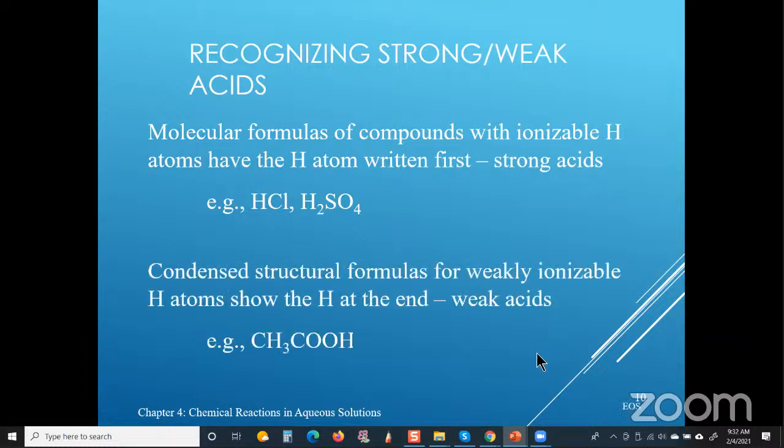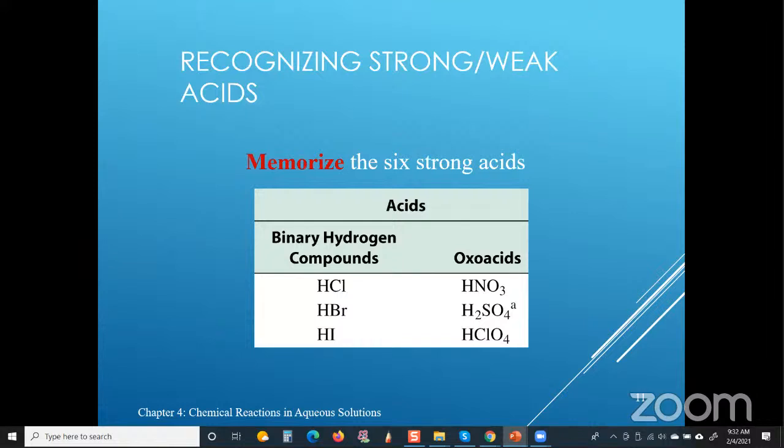When it comes to the formulas of weak acids, such as acetic acid, the hydrogen that is ionizable, in other words, the hydrogen that would leave the structure to form the ions, would be placed at the end of the formula. So that's one way of distinguishing between acids in terms of how they're written. But apart from that, these are the acids you need to memorize as strong acids: hydrochloric, hydrobromic, hydroiodic, nitric, sulfuric, and perchloric.